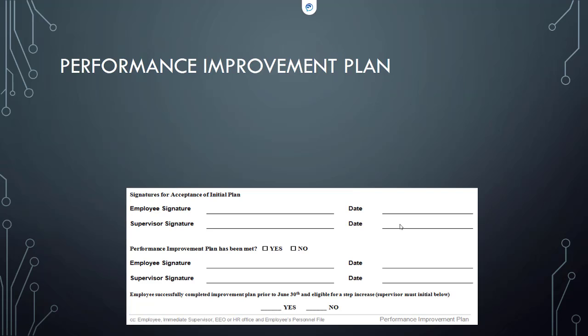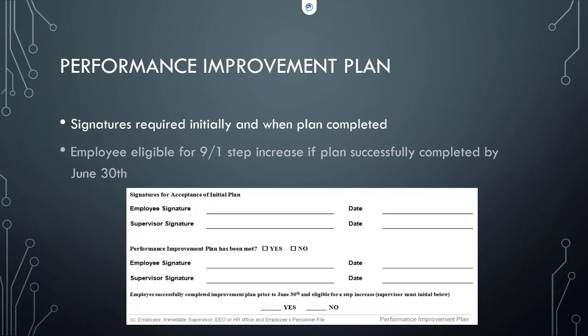The performance improvement plan must be signed by the supervisor and the employee upon initiation, and then again upon completion. Employees are eligible for a 9-1 step increase if the plan is successfully completed by June 30th. They must complete the PIP before June 30th in order to be eligible for that pay increase if it's authorized or approved.